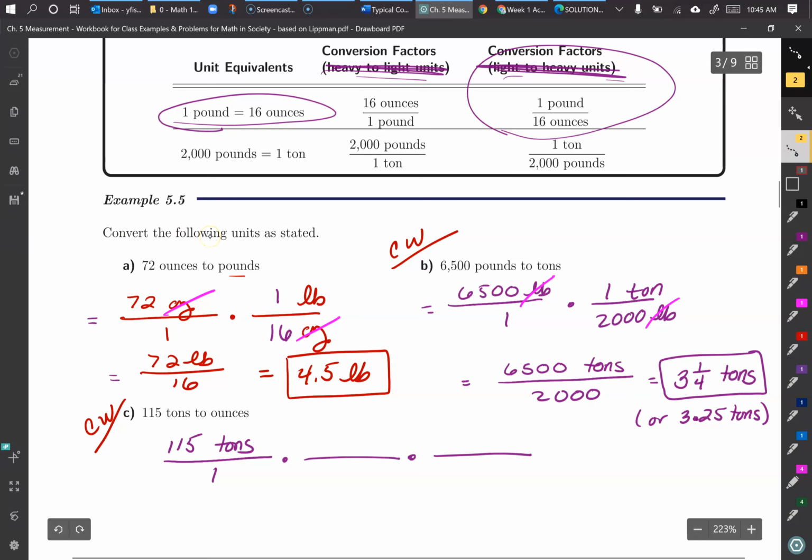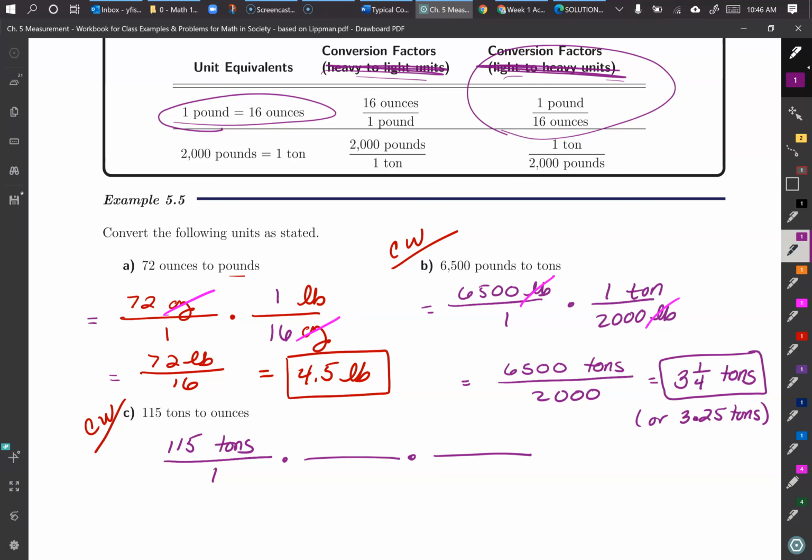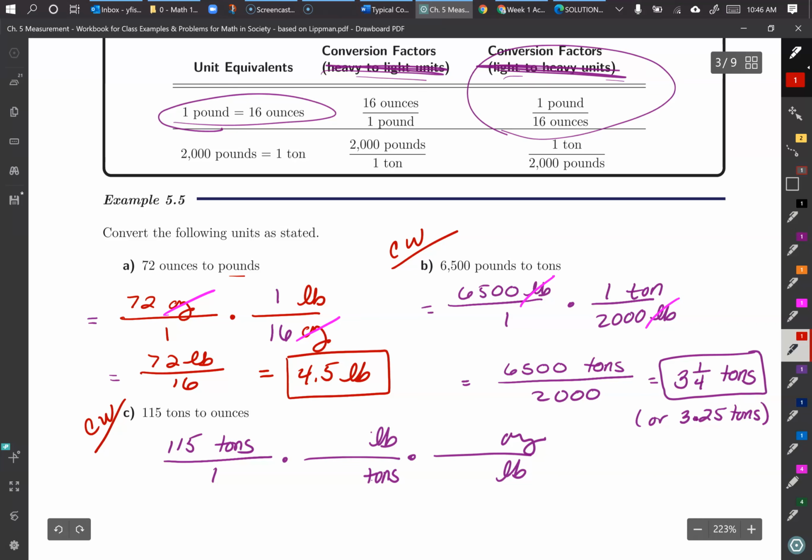For the other one though, I actually stopped there because we need to go across a little bit further in order to get from tons to ounces. So we're going to have to use both of these conversions. We did one similar with the length. I can't just go from tons to ounces, but I can go tons to pounds, and then I can go pounds to ounces. So I set up my units so I know that they're all going to cross out the way I want to, and I'm going to be left with the ounces.